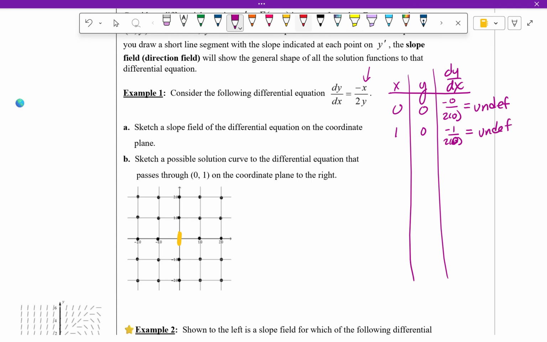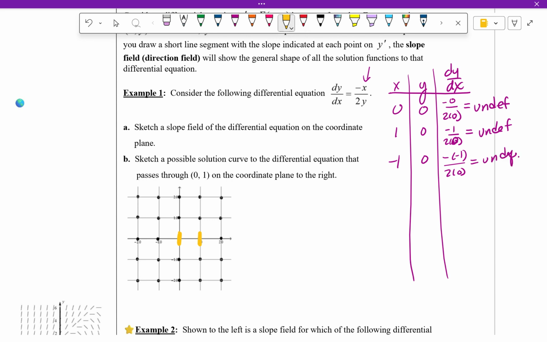So that means, something undefined is a vertical, right? It's a vertical line because that has an undefined slope. All right, let's go the other direction and see if the same thing happens. Okay, so I'm going to choose to go negative 1, 0. So that's going to be negative 1 over 2 times 0. What do I get?